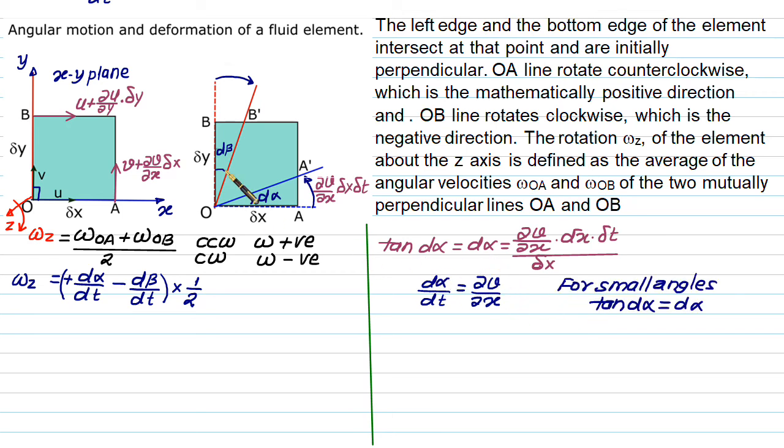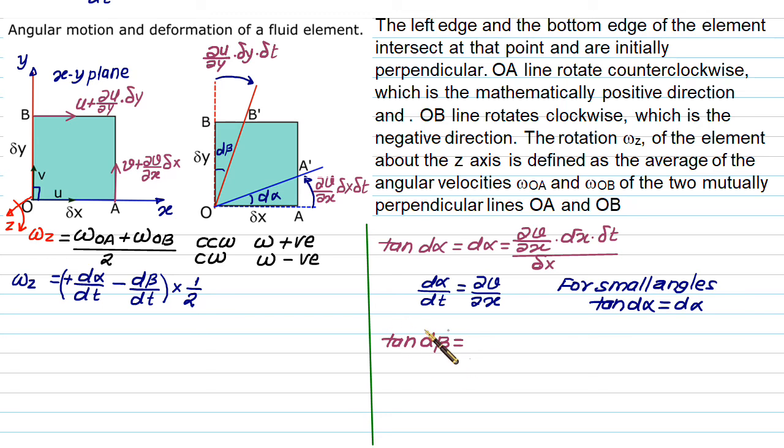Almost similar way we can calculate the angle d beta here. This time we have the difference in the velocity along the x direction: u, and this is u plus del u by del y into delta y. So the difference is here del u by del y into delta y into delta t.